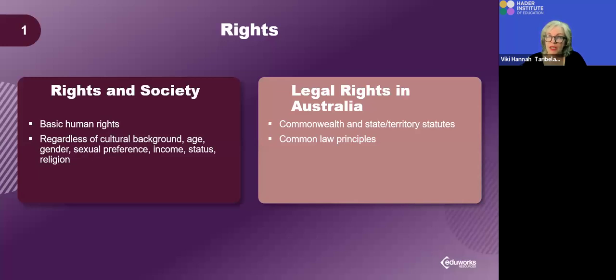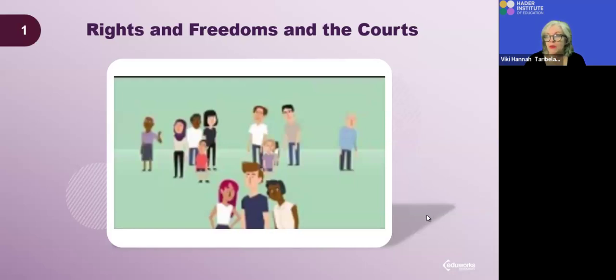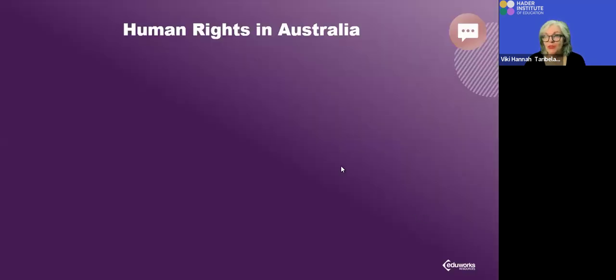So rights in society, we have basic human rights, regardless of your cultural background, age, gender, preferences, income status or religion. The legal rights in Australia, we have our Commonwealth, which are our national laws and legislations. And then each state and territory may have their own laws as well. And then you have your common law principles, which are the understanding or in the public interest. There are some great recordings for you to watch in your own time as well.